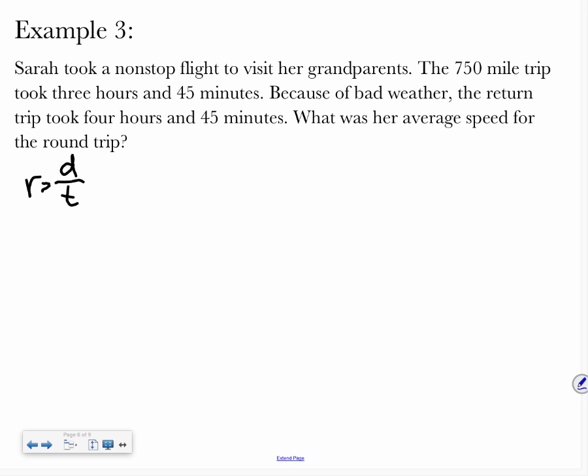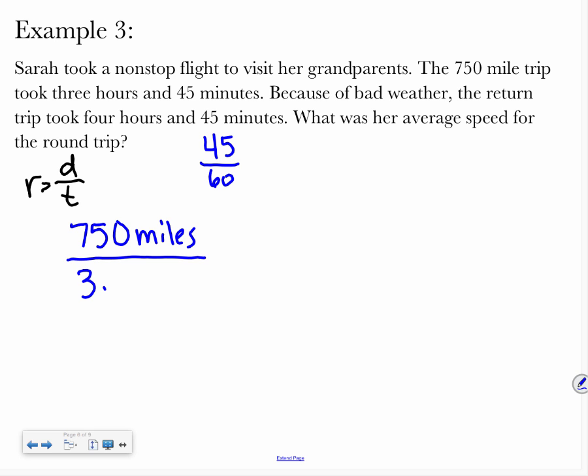So on the way there, we did 750 miles in 3 point, how many? 45 minutes of 60. In order to figure out the decimal, you do 45 divided by 60, and eventually that works out to 3/4. 15 goes into 45 3 times, 15 goes into 60 4 times. So 3/4 is the same as 0.75 hours. And if we divide 750 by 3.75, we get 200 miles per hour.